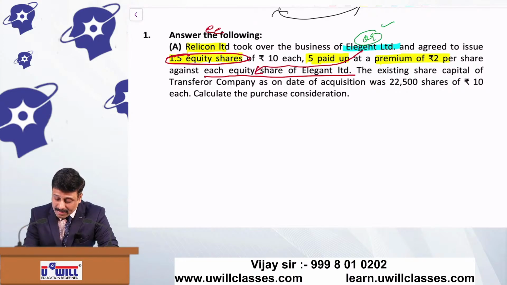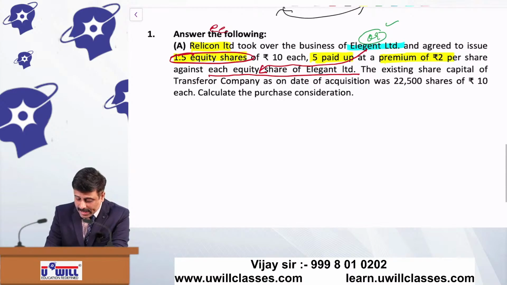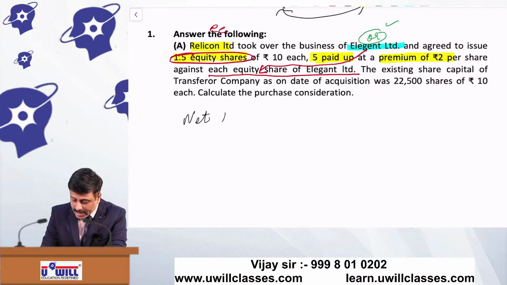This means we can make a ratio over here. What ratio can we make? This is the net payment method of purchase consideration. This is called the net payment method of purchase consideration.